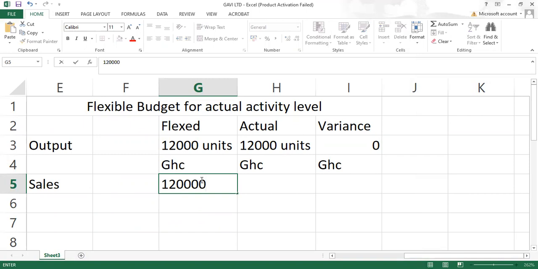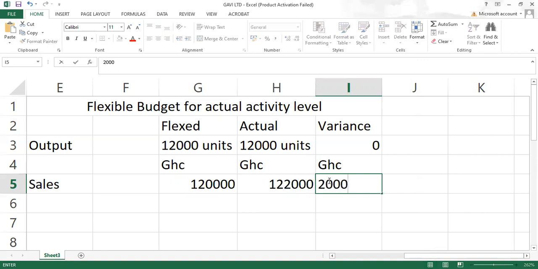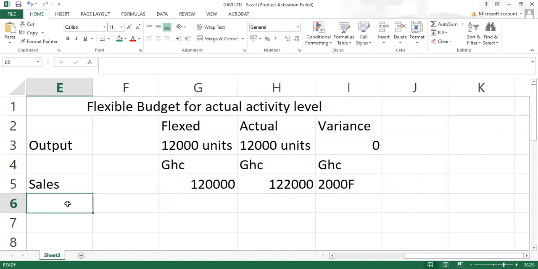If you are selling one unit at 10 cedis, now we are selling 12,000. The actual money that we should receive is 120,000. But how much did you receive? 122,000. So is it favorable or adverse? 2,000 favorable. This is sales, so we have a favorable here. Do you get it? Yes. Joycelyn, do you get it? Yes.